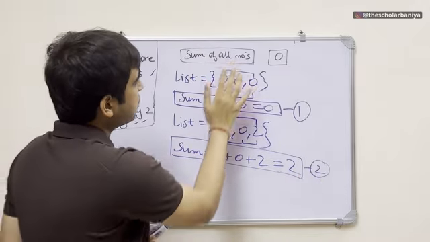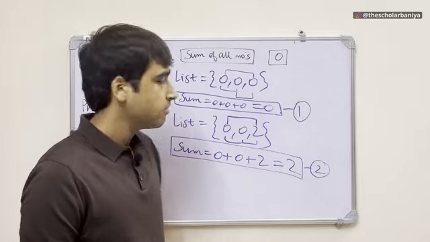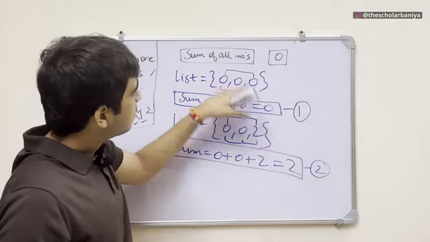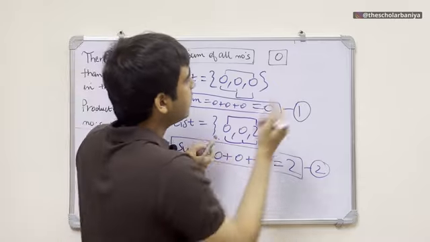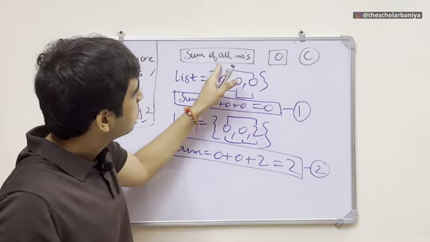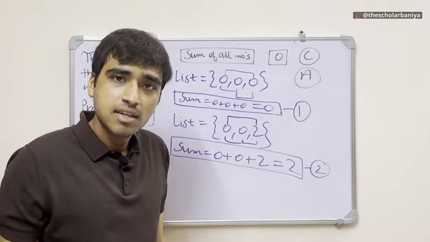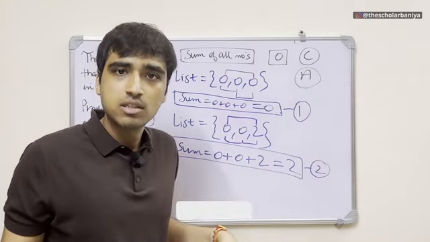Now we were given in the question the sum of all numbers. So the sum of all numbers can be 0, right? It can be 2 also. So if the sum is 0, then the answer should be C. If the sum is 2, then the answer should be A. So sometimes the answer is A, sometimes the answer is C. So the final answer will be D.